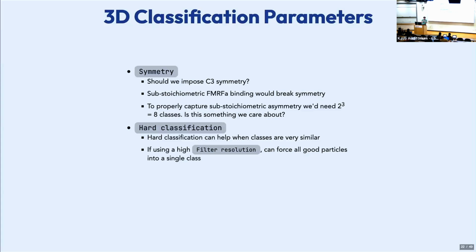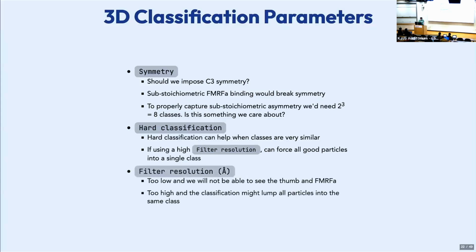Ligand binding is a pretty small difference, and so we're going to need a relatively small filter resolution. And we saw that with a small filter resolution, meaning high resolution, unfortunately, backwards, the hard classification can collapse all the particles into a single good class and then put like 100 bad particles into the other class. So that's another thing to think about. Do we want hard classification or no?